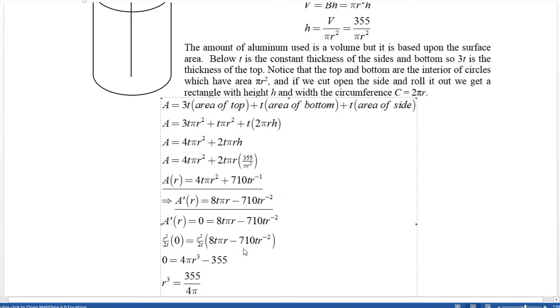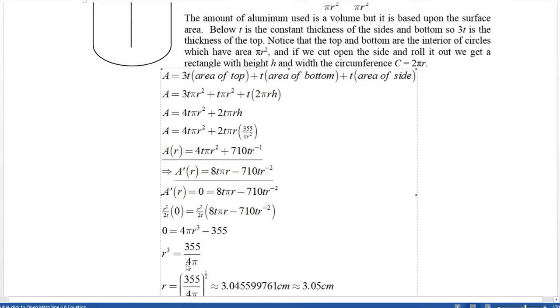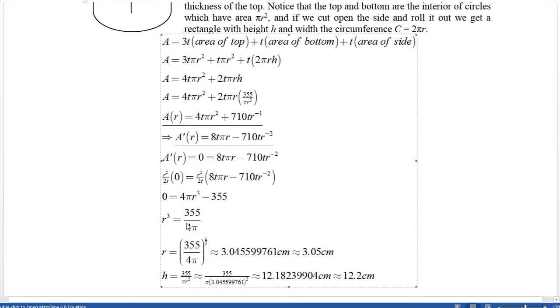So notice the thickness actually doesn't matter. The optimal shape of the can is not going to depend on that thickness that we make everything. It did matter that the top was 3 times as thick as the sides and the bottom, but it really didn't matter what that thickness is. So luckily we don't have to know that to work the rest of the problem. So then continue to solve. We add 355 to both sides, divide both sides by 4 pi. That's r cubed, so r is the cube root of that, or the 1/3 power.